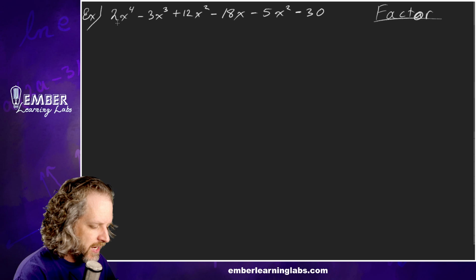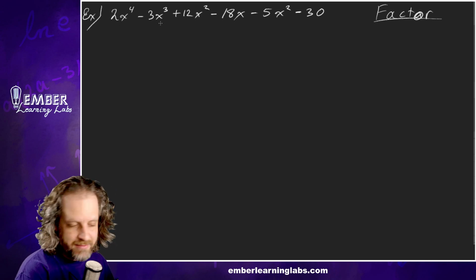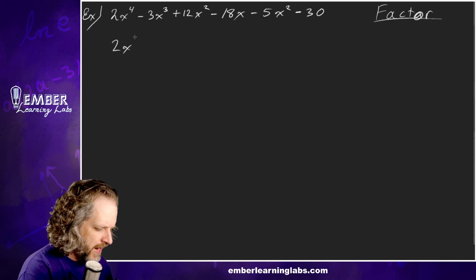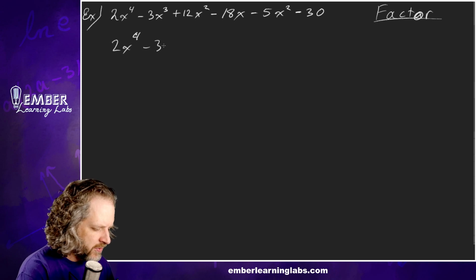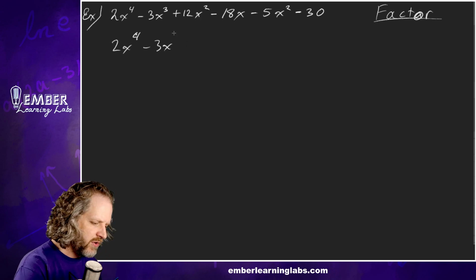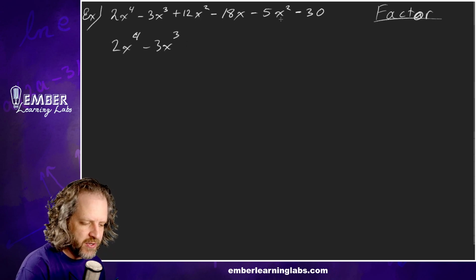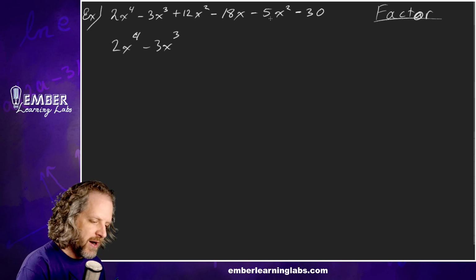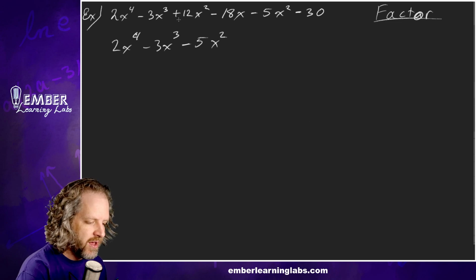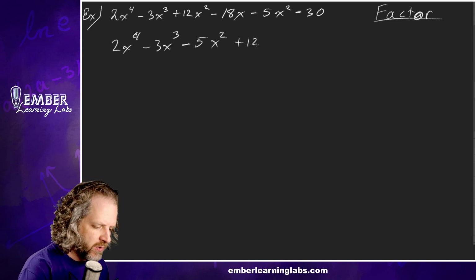So this has got to go in one and this has got to go in the other, right? Because they're the only positives on there. So 2x to the fourth minus 3x cubed. I can't keep this x squared term, so let me move this one over there. The minus 5x squared, let's move that one with that set. So now we've got a plus 12x squared minus 18x minus 30.